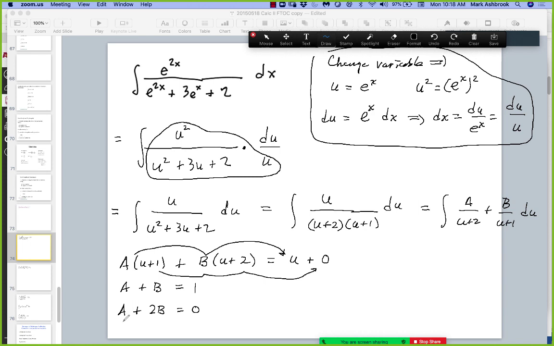So we can just do a quick elimination here. Subtract and I get negative b equals 1, so b is negative 1, and that makes a 2, in order for a plus b to be 1. And so this becomes 2 over u plus 2 plus negative 1 over u plus 1. How am I doing? Have I made an error? I don't think I've made an error, but if you see an error, please speak up as soon as you think I have.